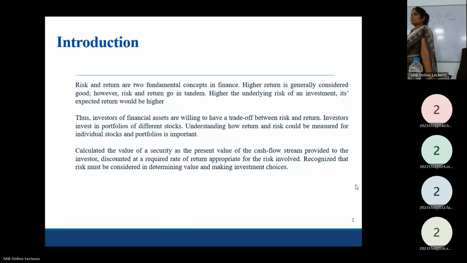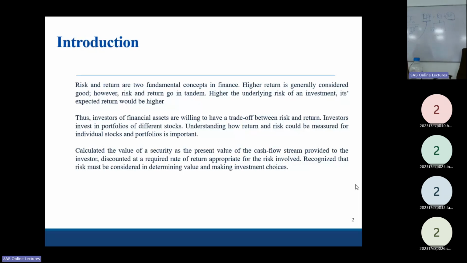This includes what I explained, no? So I explained the story. Risk and return are two fundamental concepts in finance. A higher return is generally considered good.